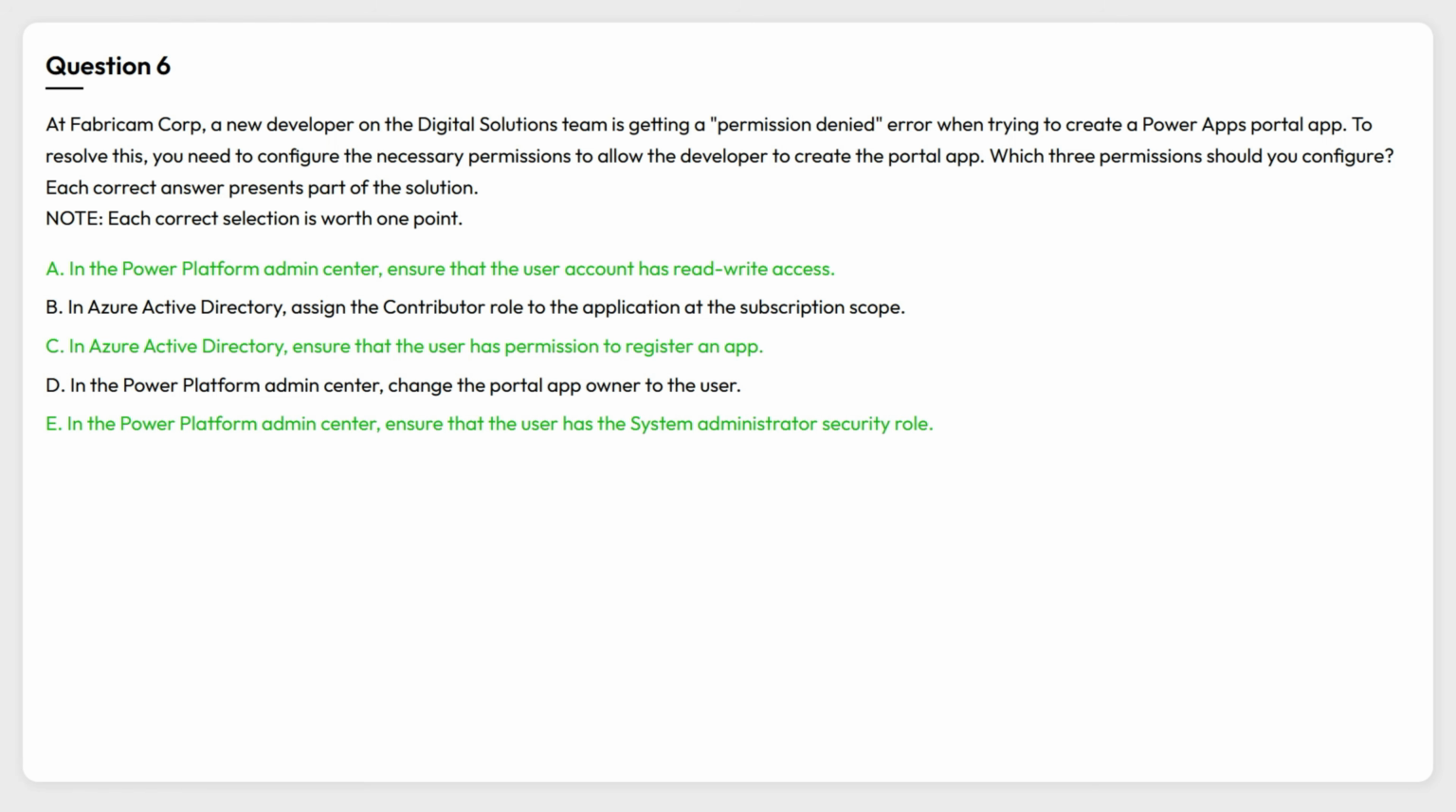The correct answers are Option A. In the Power Platform Admin Center, ensure that the user account has read-write access. Option C. In Azure Active Directory, ensure that the user has permission to register an app. Option E. In the Power Platform Admin Center, ensure that the user has the System Administrator security role.